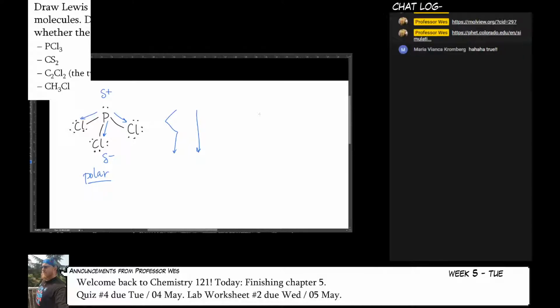Now, CS2, we have sort of the same issue that CO2 has. Oops, that's supposed to be an S. In that C and S would point in opposite directions, although they have the same electronegativity to begin with. So if they're both 2.5, then you don't really draw any arrow because they're nonpolar. And so the end result you get anyway is nonpolar.